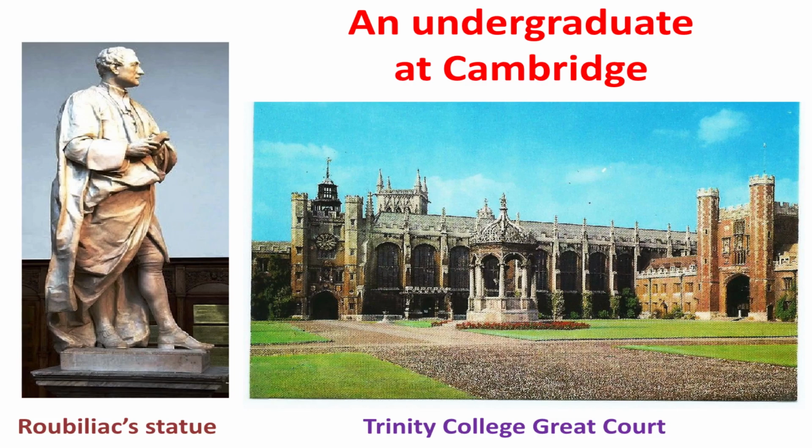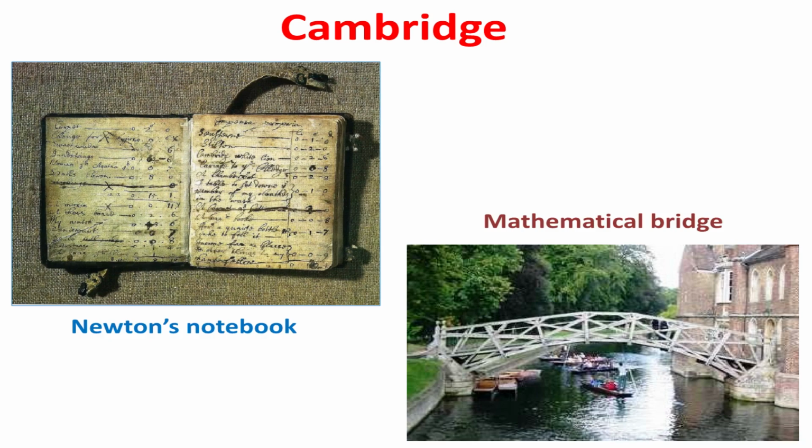Here, the Great Court with the college chapel and the Great Gate on the far right. Newton's room was to the left of the Great Gate on the fourth floor. The chapel now contains the famous statue of Newton by Roubiliac. Here's Newton's notebook of his expenses during an early visit to Cambridge. Below is Cambridge's famous Mathematical Bridge, often claimed to have been designed by Newton to require no supporting bolts.